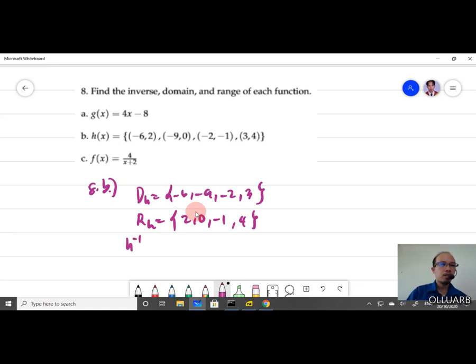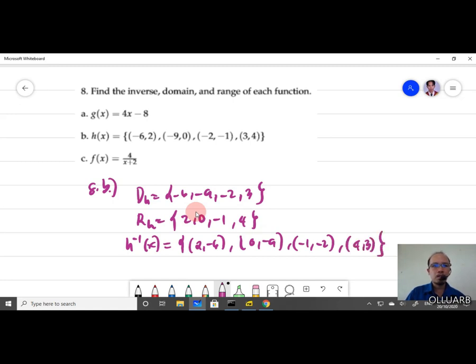To find the inverse of the function, is this a function? So we have, yes, no two ordered pairs have the same first component. Okay, so for the inverse you have to interchange the first coordinate and the second coordinate: 2 with negative 6, 0, negative 9, negative 1, negative 2, and then 4, 3. Okay, that's 8, letter B.